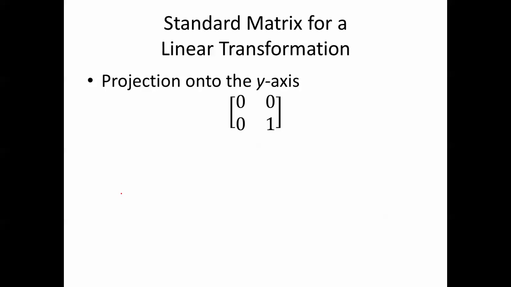In the same way, projection onto the y-axis. So any point here, like (1, 0), ends up on the y-axis at (0, 0), and this point (0, 1) just stays at (0, 1). So this is what our linear transformation looks like.